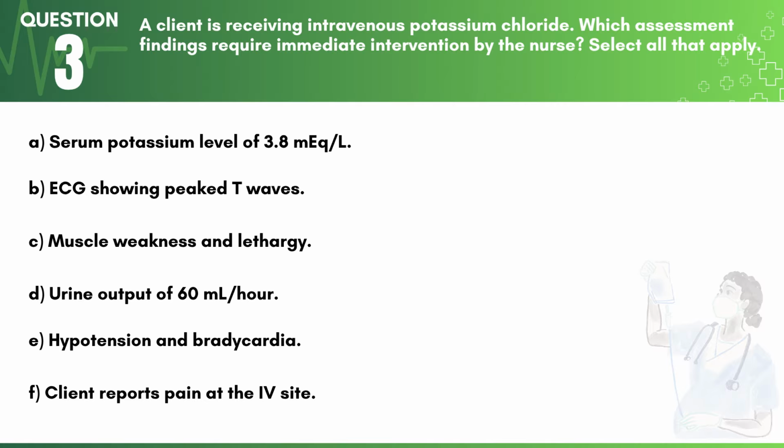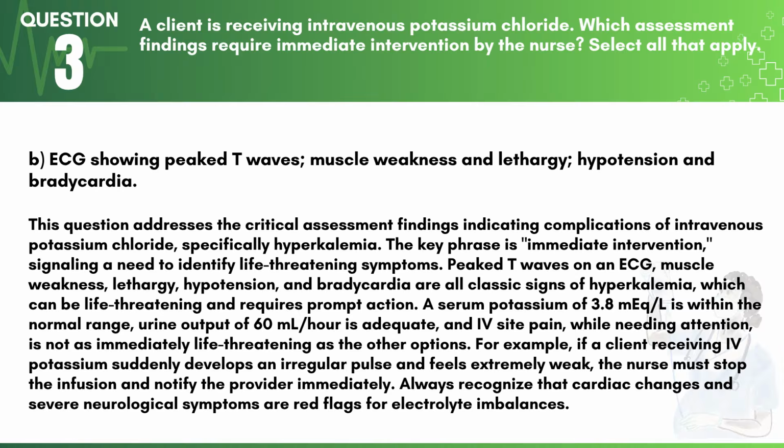D. Urine output of 60 milliliters per hour. E. Hypotension and bradycardia. F. Client reports pain at the IV site. Answer. ECG showing peaked T waves, muscle weakness and lethargy, hypotension and bradycardia.